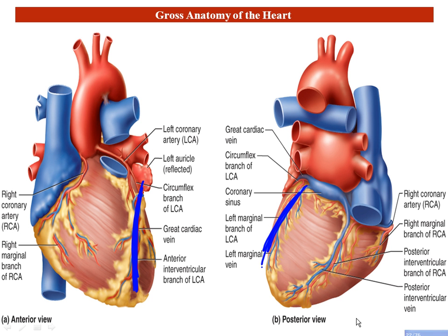This is the back of the heart. And if you look at the posterior interventricular sulcus, you have the middle cardiac vein. Now, another name for the middle cardiac vein, this is also called the posterior interventricular vein. Now, eventually, all blood returning from the heart itself drains into the coronary sinus.